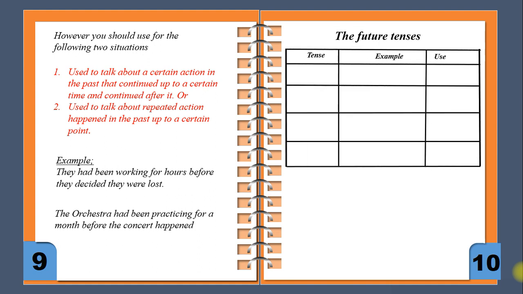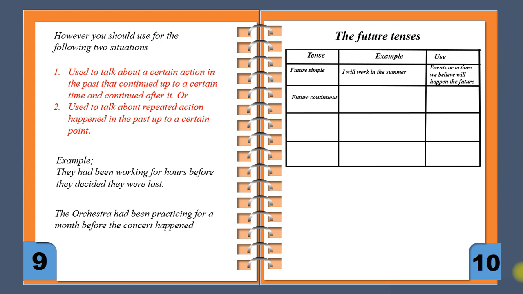Okay? And the other is the future tense. Future tense, like the present tense and the past tense, has 4 subdivisions. The first one is the future simple. For example, I will work in the summer, and the use of future simple is to talk about events or actions we believe will happen in the future.